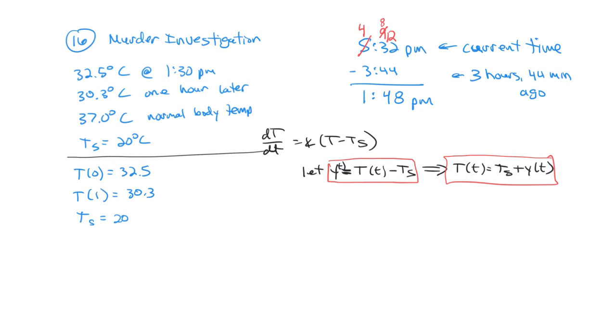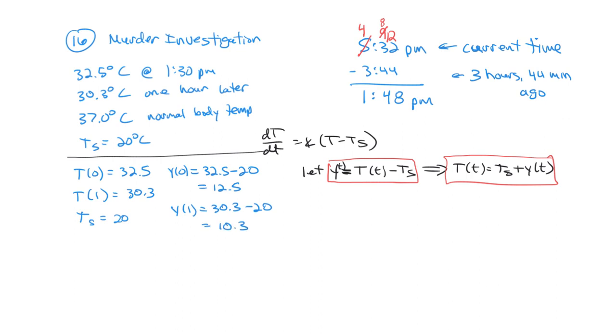So we've got our T values, we need our Y values. So this is Y of T equals T of T minus T sub S. So we've got T of 0, so let's find Y of 0. Y of 0 is going to be T of 0, which is 32.5, minus T sub S, which is 20. So that's going to give us 12.5. And then Y of 1 will be T of 1, which is 30.3, minus T sub S, which is 20. And this gives us 10.3.